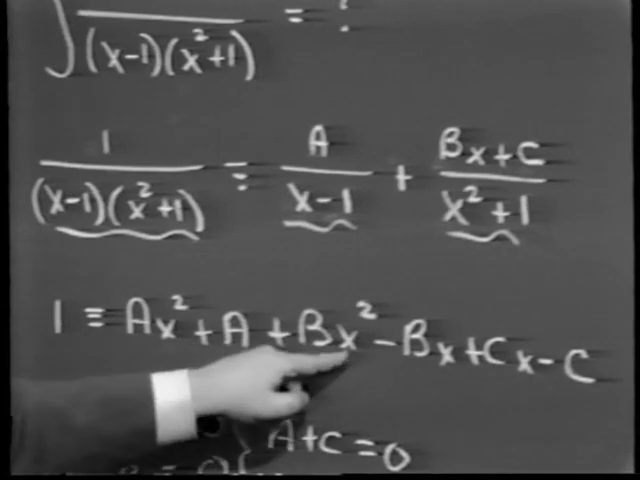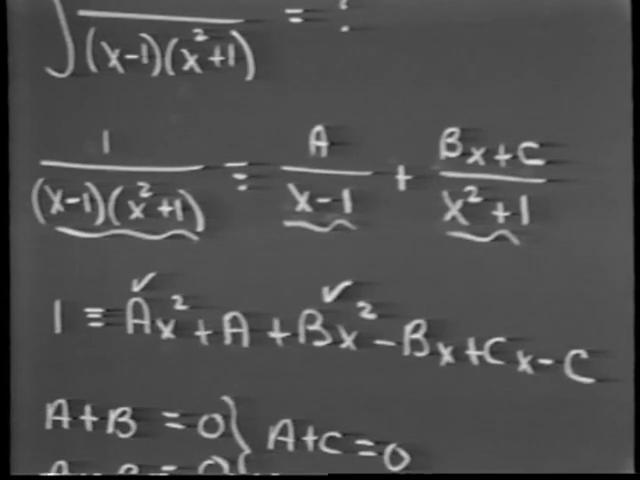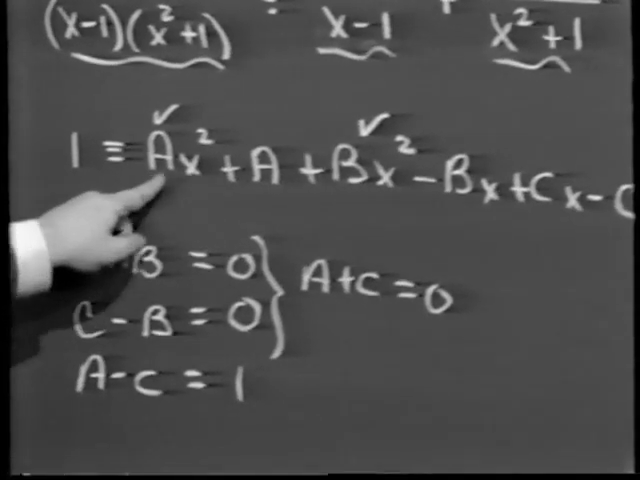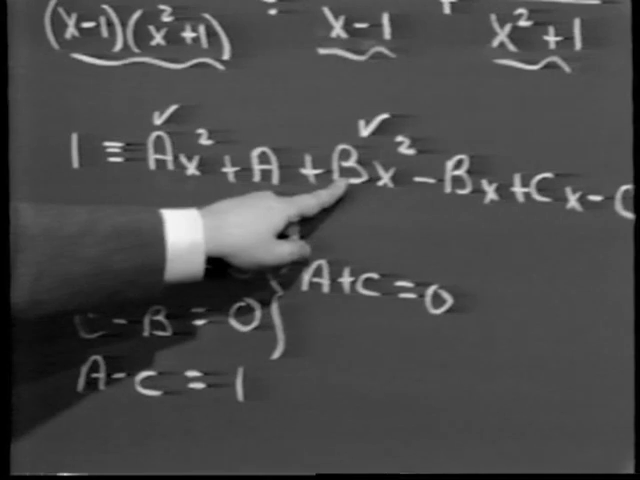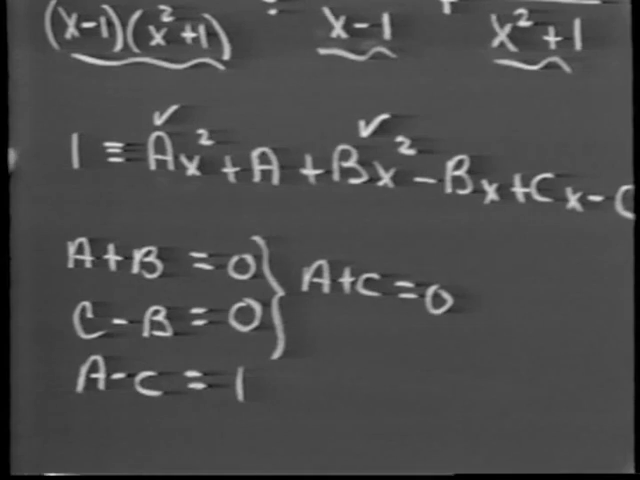What is the coefficient of x squared on the right-hand side of the equation? The coefficient of x squared on the right-hand side is a plus b. What is the coefficient of x squared on the left-hand side of the equation? At first glance you say, there is no x squared on the left-hand side. What that means, of course, is that the coefficient of x squared on the left-hand side is 0. So the coefficients of x squared must match up. Therefore, a plus b, which is the coefficient of x squared on the right-hand side, must equal 0, which is the coefficient of x squared on the left-hand side.